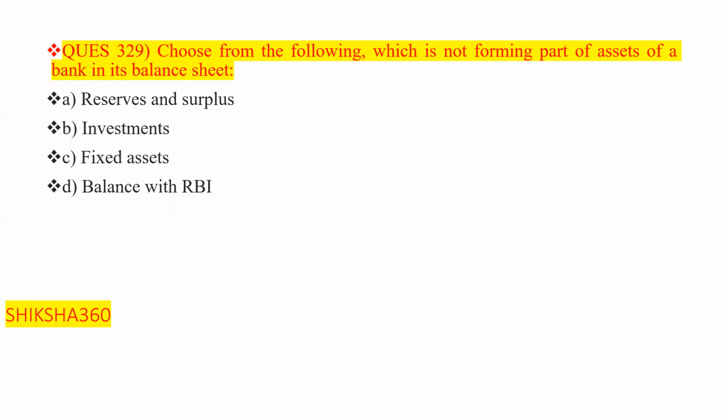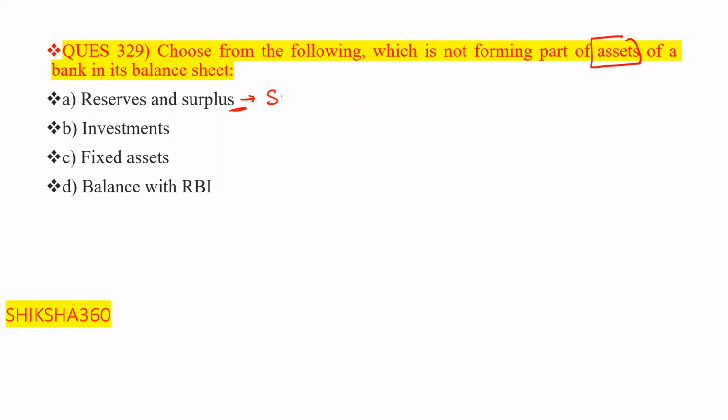Which of the following is not forming part of the assets of a bank in its balance sheet? Investment, fixed assets, balances with RBI. These are not the part of the asset. Reserves and surplus, basically what is that?